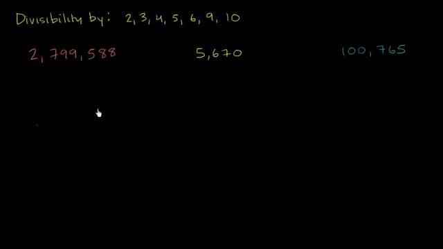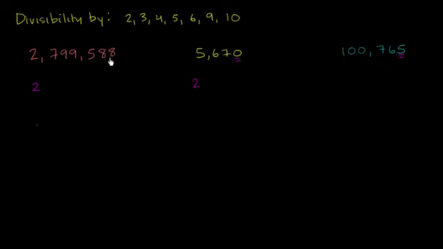So let's get started. To test whether any of these are divisible by 2, you really just have to look at the ones place and see if the ones place is divisible by 2. And right over here, 8 is divisible by 2, so this thing is going to be divisible by 2. 0 is considered to be divisible by 2, so this is going to be divisible by 2.